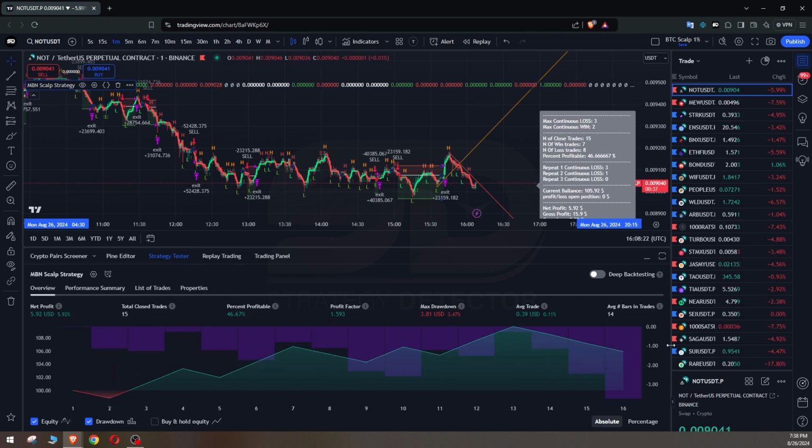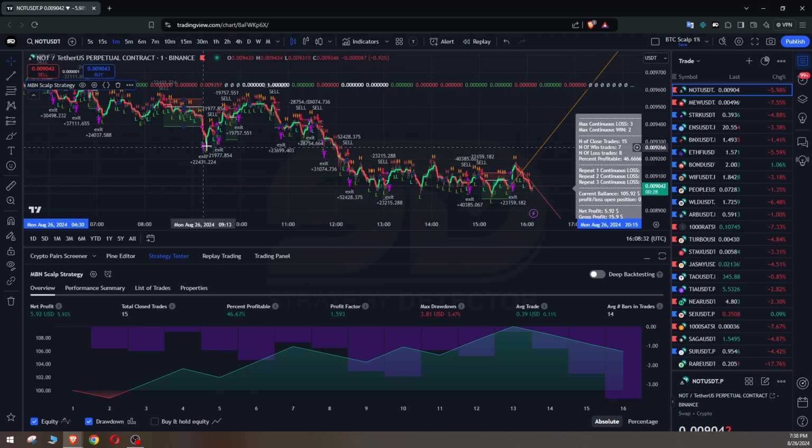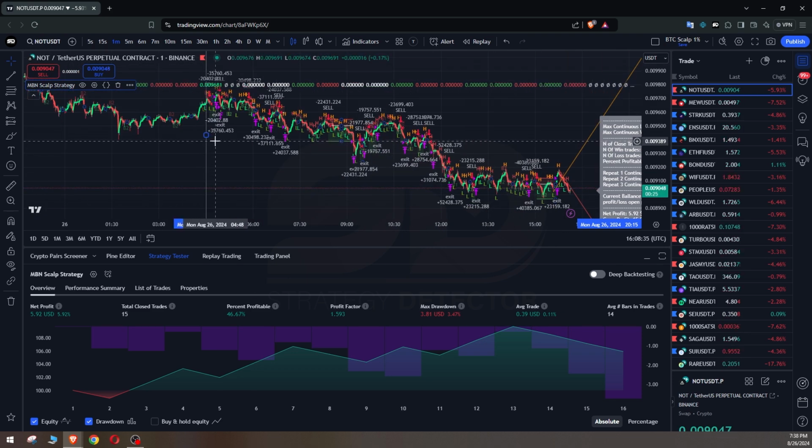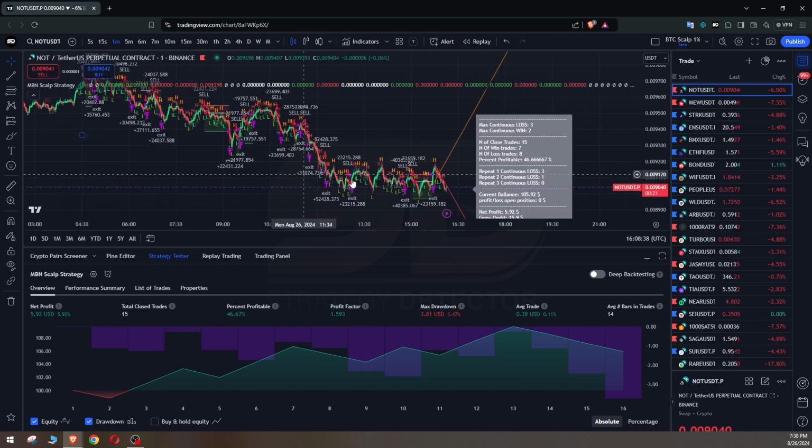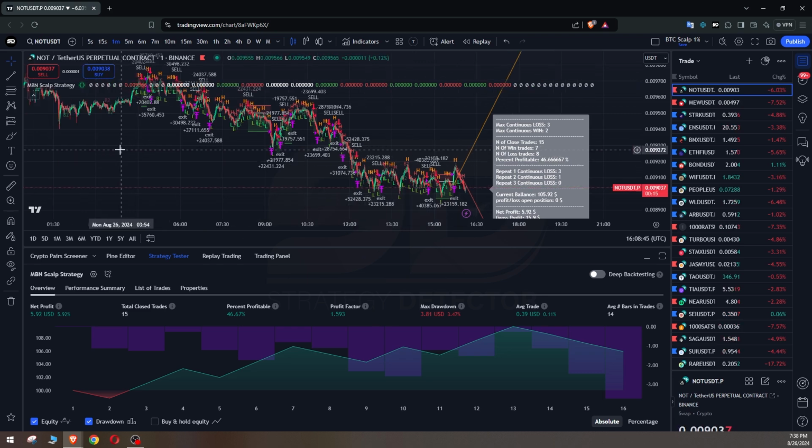In this section, we see the results of the strategy. The drawdown, profit, and net profit are displayed. These results are calculated for the time frame from around 4 or 5 a.m. to about 4 p.m. global time.